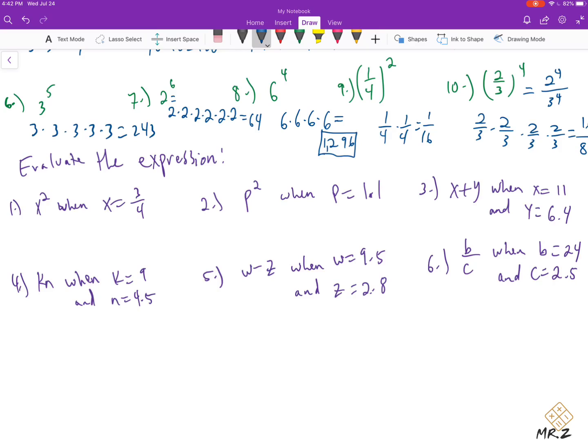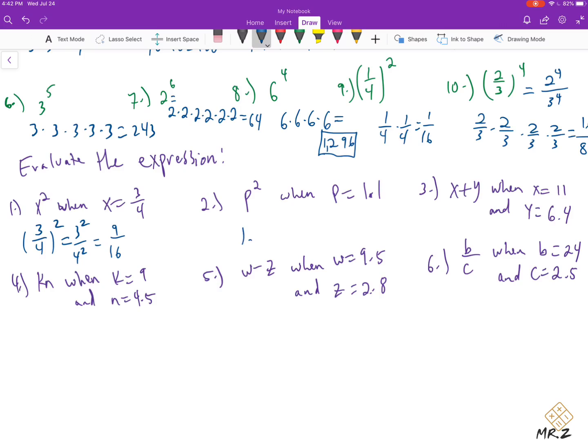Evaluate the expression x squared, when x is 3/4. All you have to do is substitute your 3/4 for x, so it becomes 3/4 squared. And again, that's just the same as squaring both 3 and 4, right? 3 squared is 9, 4 squared is 16, so 9 over 16.